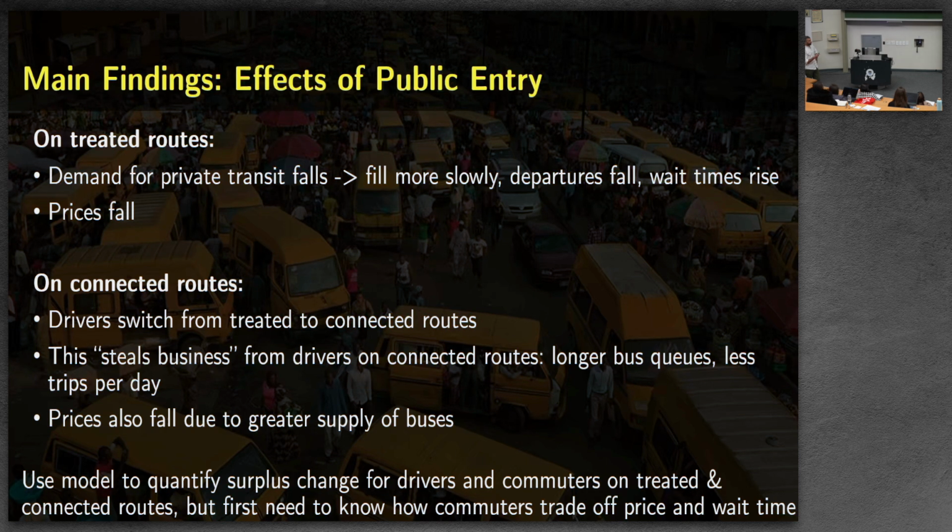Okay, so in our data, we're seeing both price and time change. Prices we just observe directly, and then we see these departure rates falling, which means that wait times are rising. So it's kind of unclear how people are affected here. On the one hand, people who continue to use the private system like the fact that prices have fallen, but they dislike the fact that wait times have risen. And so we needed a way to measure how people value price and how people value time.